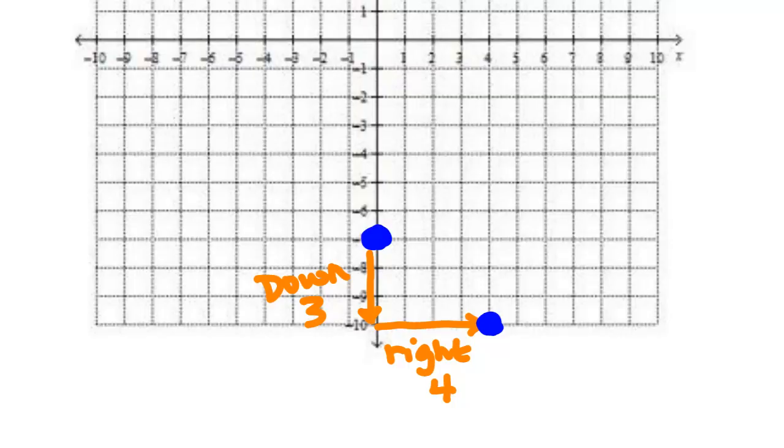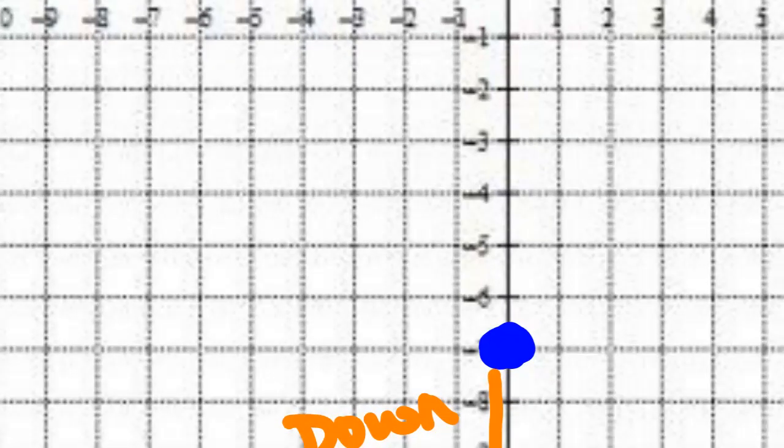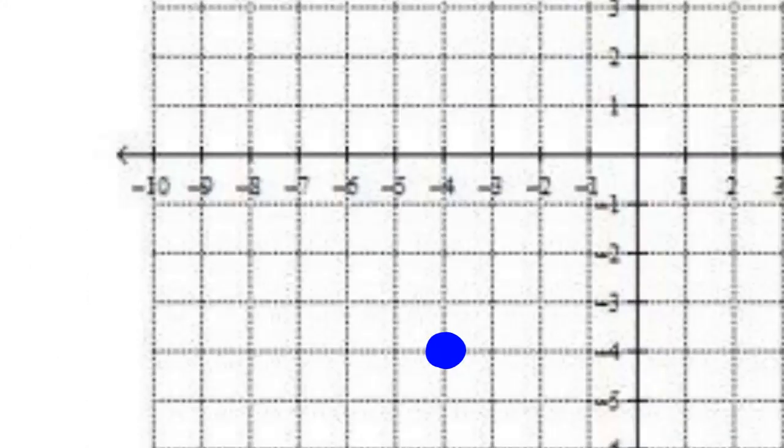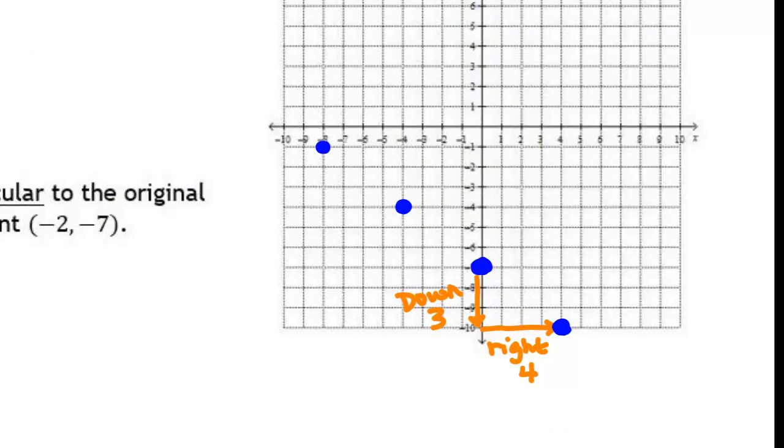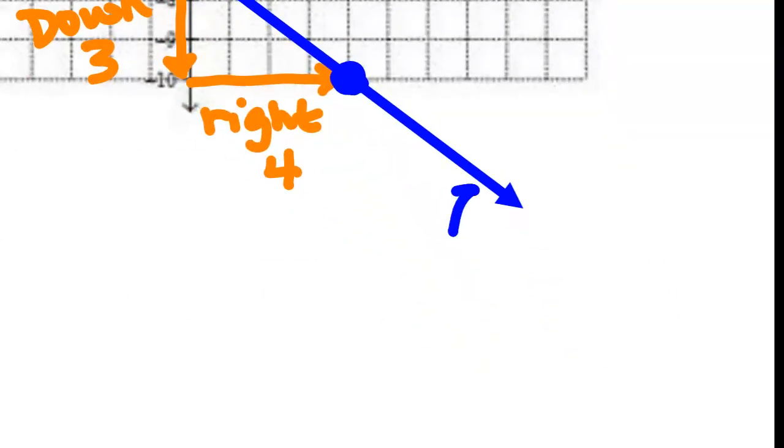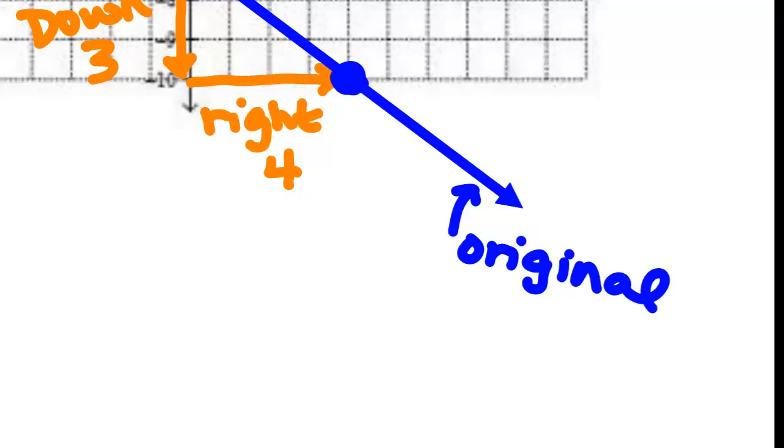Yep, do everything in reverse. Do everything backwards. So instead of down 3, we're going to go up 3. Instead of right 4, we're going to go left 4. So up 3 and left 4. Now we have 4 points plotted, and that's going to be enough that I can grab my straight edge now and graph a line through those points. This is my original given line.